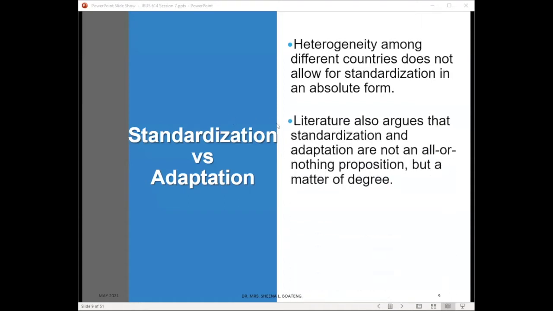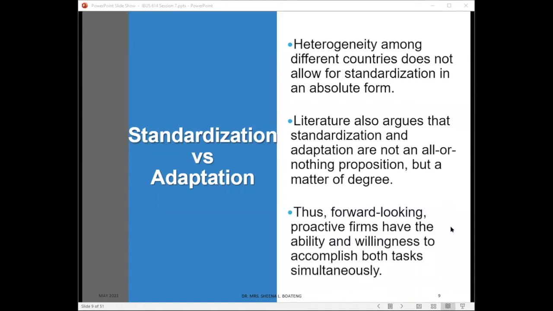Again, literature argues that standardization and adaptation in themselves independently are not an all or nothing proposition, but rather a matter of degree. So like I was saying, for any organization selling any particular product or service, they decide the degree to which they want to standardize the product for specific markets and the degree to which they want to adapt the product for other markets.